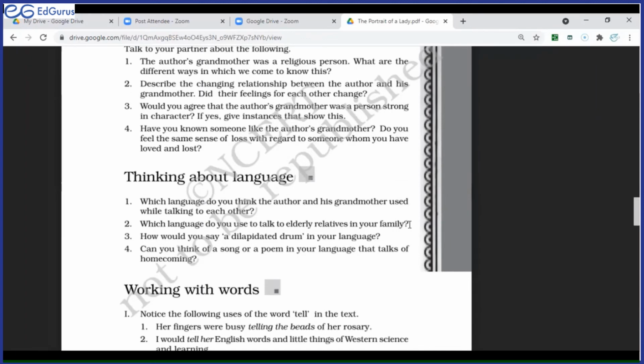Nowadays, there is a trend that we speak Hindi. But other than this, many people speak their mother tongue also. If one is Punjabi, would be using Punjabi. If one is Tamil, would be using Tamil. If one is Haryanavi, would be using Haryanavi language, right? How would you say a dilapidated drum in your language? I know Hindi, so in Hindi I can tell you a dilapidated drum is of course Fata Purana Dhol.